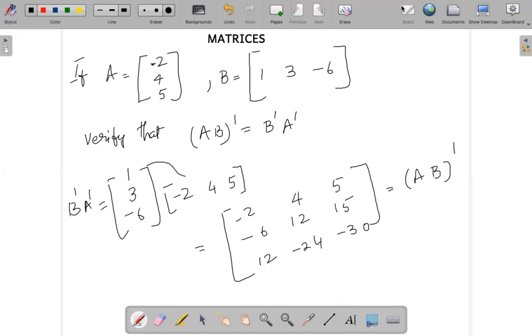Is that right? So AB whole prime is equal to B prime A prime.